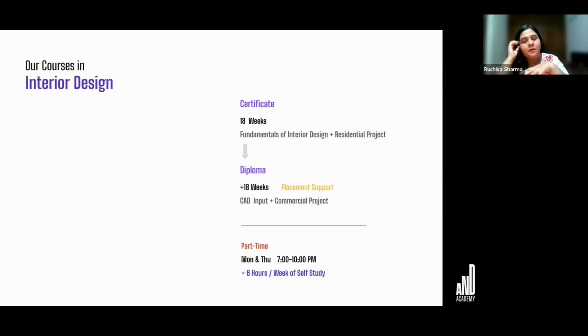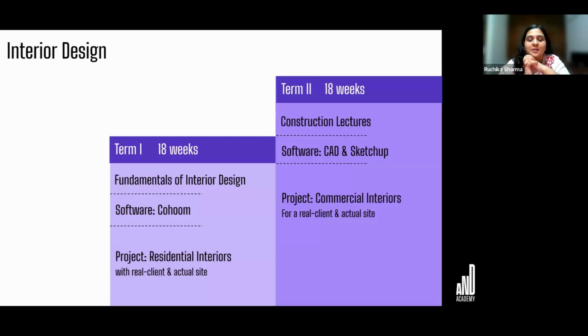For these courses, you will have classes 6 hours a week, 3 hours on Mondays and 3 hours on Thursdays. And we expect you to put in at least 6 hours of self-study besides that, because there's a lot of interaction that happens in the class. There's a lot of work that we give you so you can actually become seasoned designers. Next slide, please. Okay. So like we saw earlier, there are 2 terms.